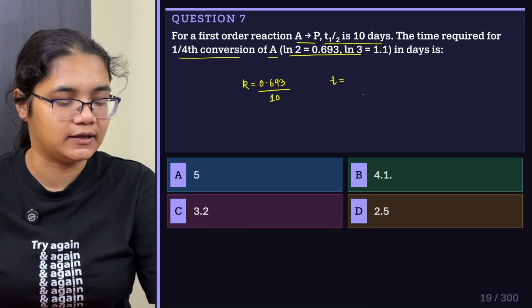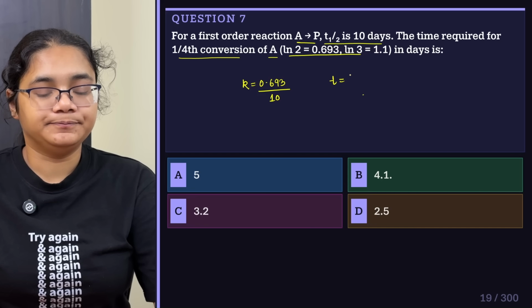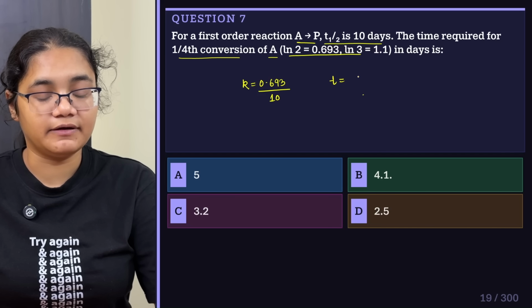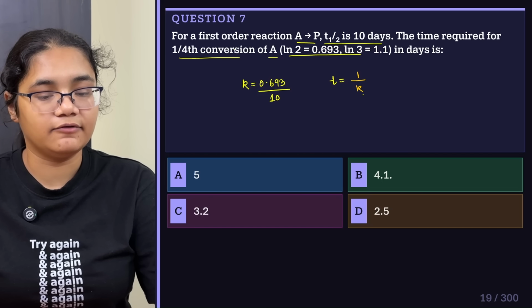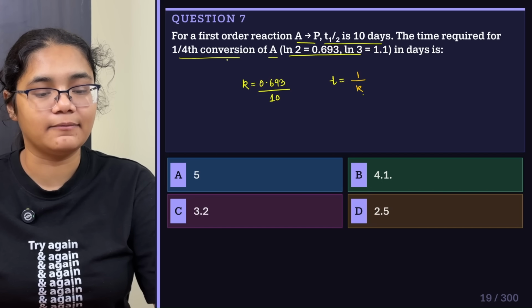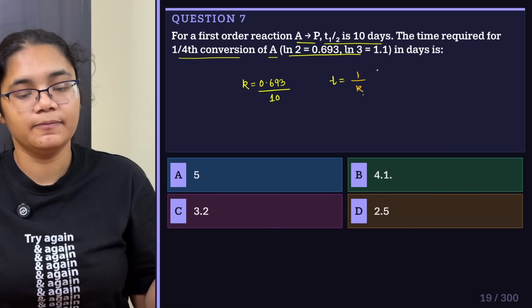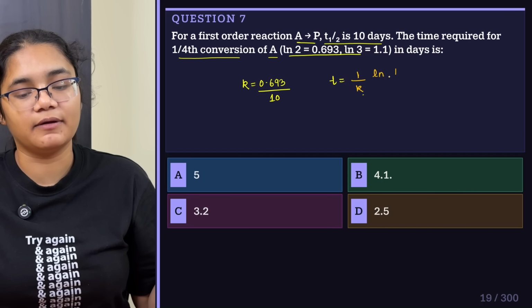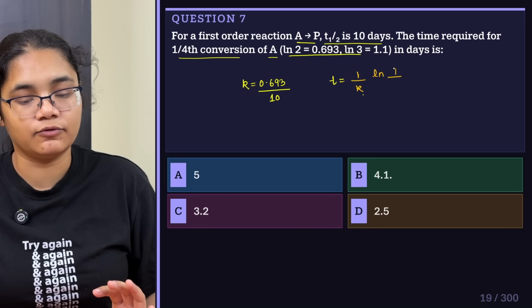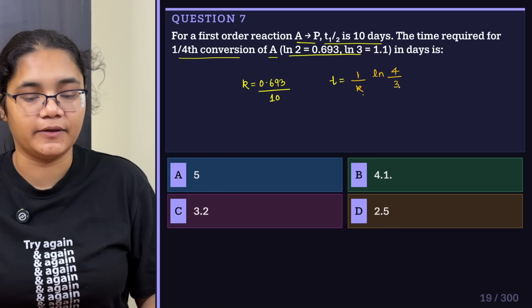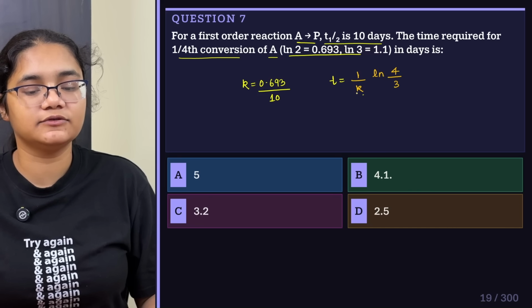So what we can take here is, one second, we will take just 1 by K. So it is like 1 by K. And if you see, the time required for 1 by 4th conversion, okay, that means 1 by 4th has already converted, then the remaining will be 3 by 4. So 3 by 4 if I write, it will become 4 by 3 here, like 1 by 3 by 4, that becomes 4 by 3.